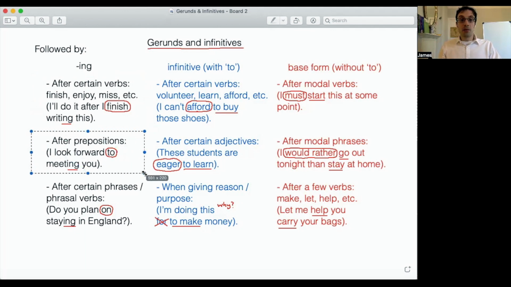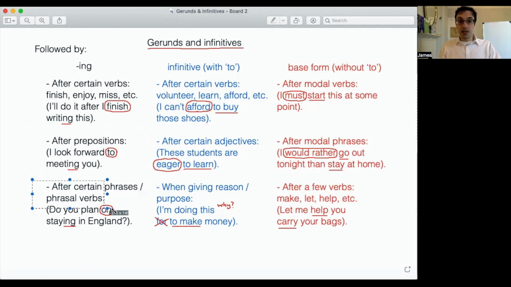Another category is after prepositions, and this is a good one to know. I've mentioned it in previous videos, and this is an example sentence that a lot of students make mistakes with. Because they see I look forward to, they think it's part of an infinitive, and they say I look forward to meet you. But it isn't. I look forward to is its own set phrase, meaning I am excited about or something similar. So to is counted as its own preposition. And after prepositions, we use ing. So I look forward to meeting you.